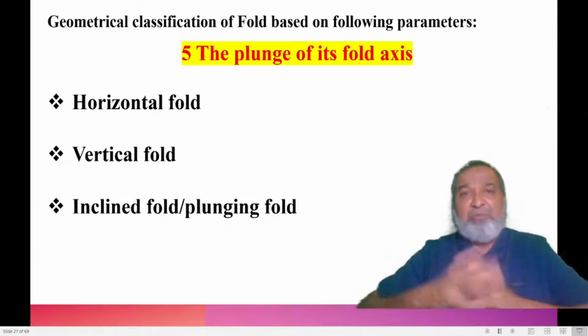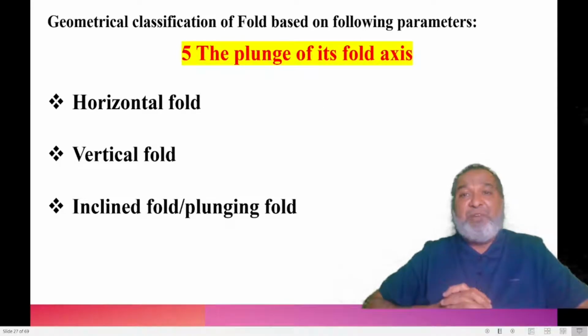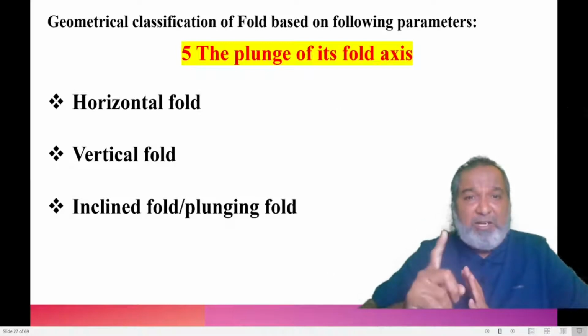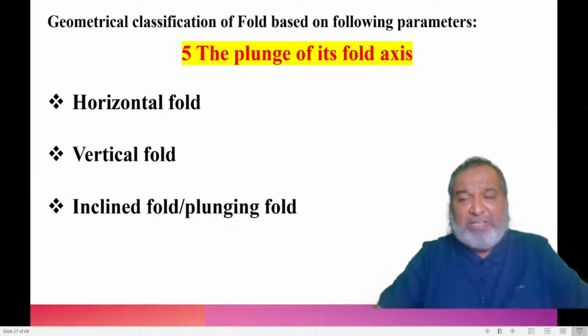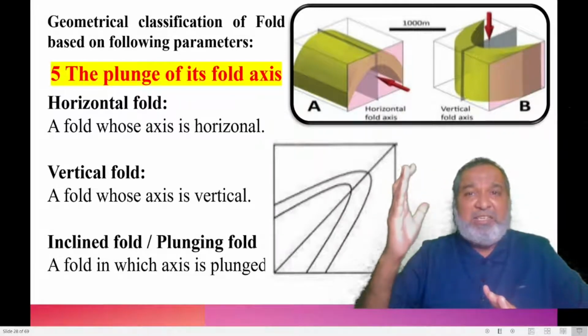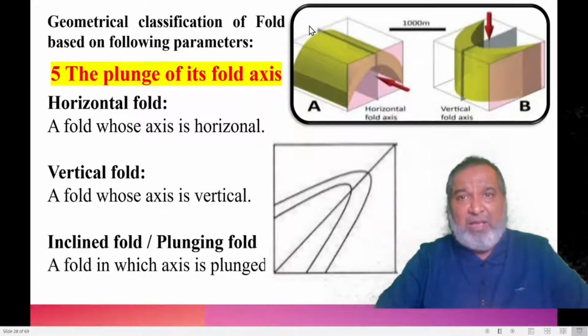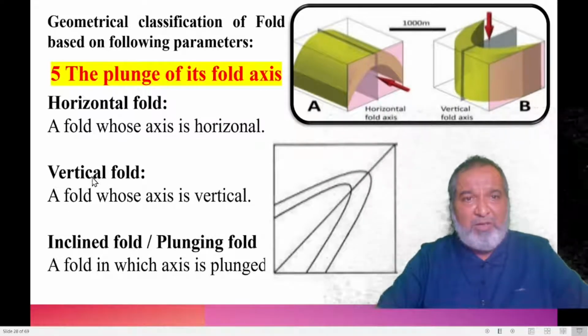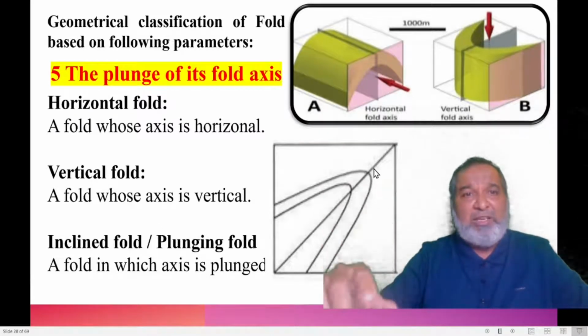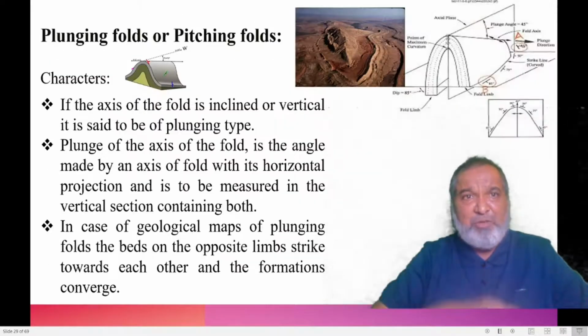Next, fifth parameter, the plunge of its fold axis. The plunge of its fold axis: horizontal fold, vertical fold, and inclined fold. All these three types will be there in this particular criteria. A fold where the axis is vertical, horizontal, or inclined. This is a vertical one. Here we have the horizontal one, and here it is the inclined. So all the three possibilities have been shown.